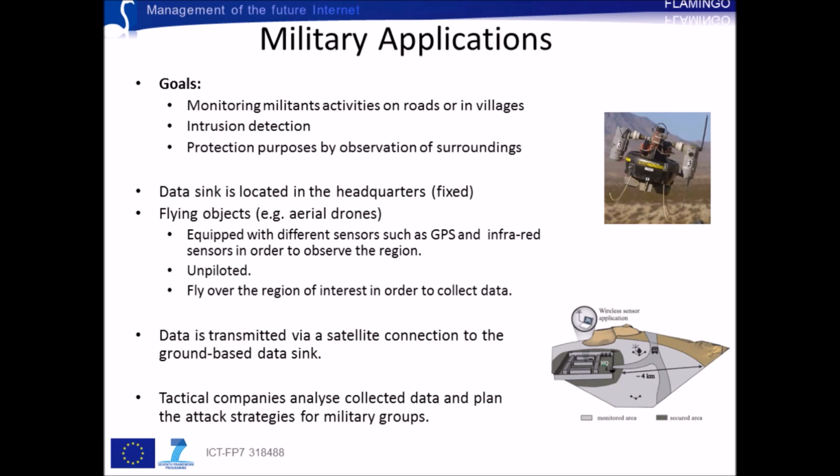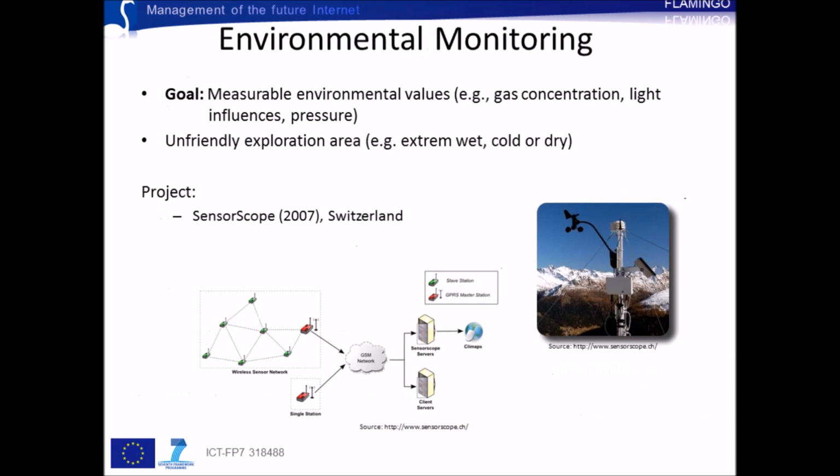Flying objects, like aerial drones, are equipped with different sensors, such as GPS and infrared sensors, in order to observe the region. They are usually unpiloted and fly over the region of interest in order to collect data. Data is transmitted via satellite connection to the ground-based data sink, and the tactical companies analyze the data and plan the attack strategies or defense strategies for the military groups.